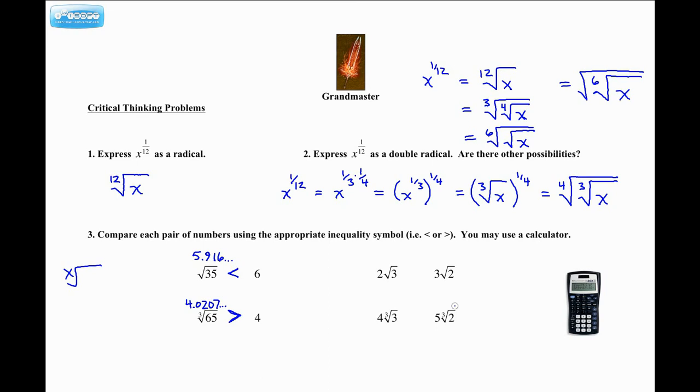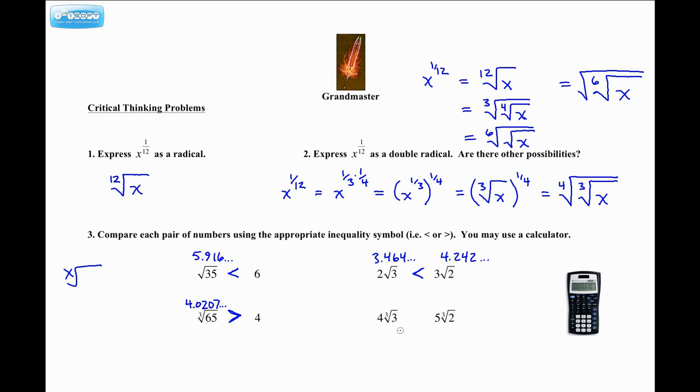Now we're comparing mixed radicals. We have 2 root 3 compared to 3 root 2. And no, they are not the same. We are allowed to use our calculator this time. So 2 times the square root of 3 is approximately 3.464..., and I'm going to work out 3 times the square root of 2. That is approximately 4.242... So I think it's obvious now in decimal form which one's bigger.